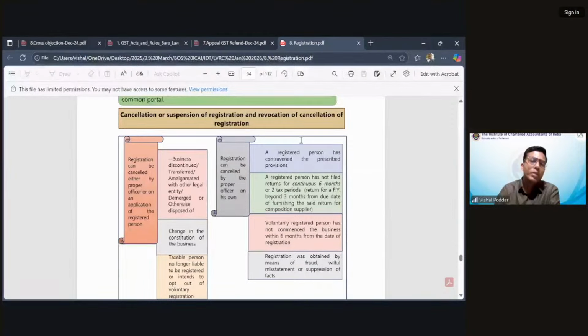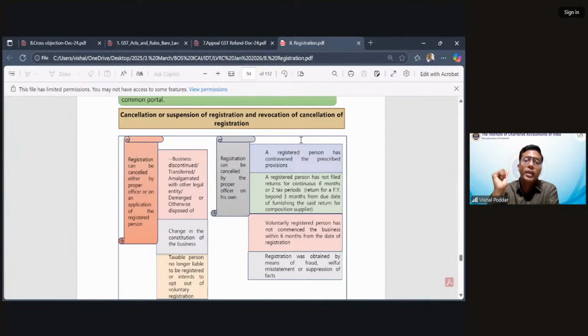Now, when we talk about cancellation, cancellations are of two types. One, where the taxpayer himself, herself, itself applies for this cancellation. Why? Because the taxpayer is no more going to make any taxable outward supplies, or the turnover will be falling below the limit and the taxpayer will not be engaged in any specific transactions mentioned in 24. So in both these cases, the taxpayer would like to deregister. That is where the taxpayer will apply for cancellation.